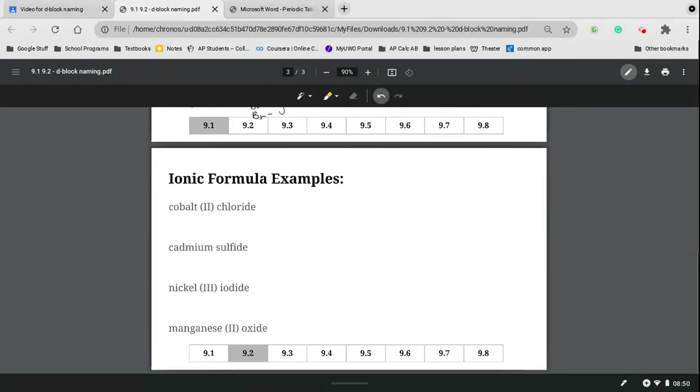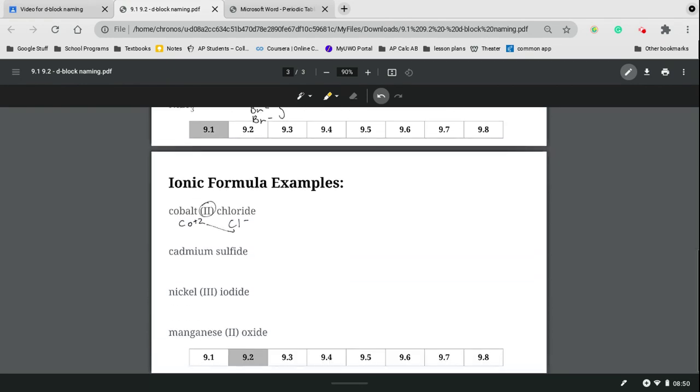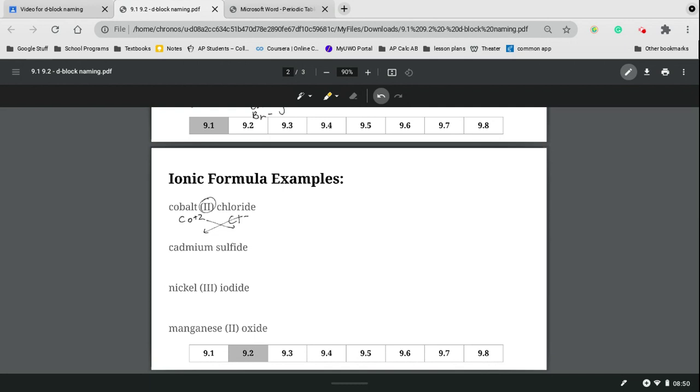So now when we're working the other direction, this is nice because now we have cobalt and chlorine. And we know that chlorine has a charge of -1 from the periodic table. And here we know that cobalt has a charge of +2 because it tells us that right there. And so then when you do that little crisscross thing, you end up with CoCl2.